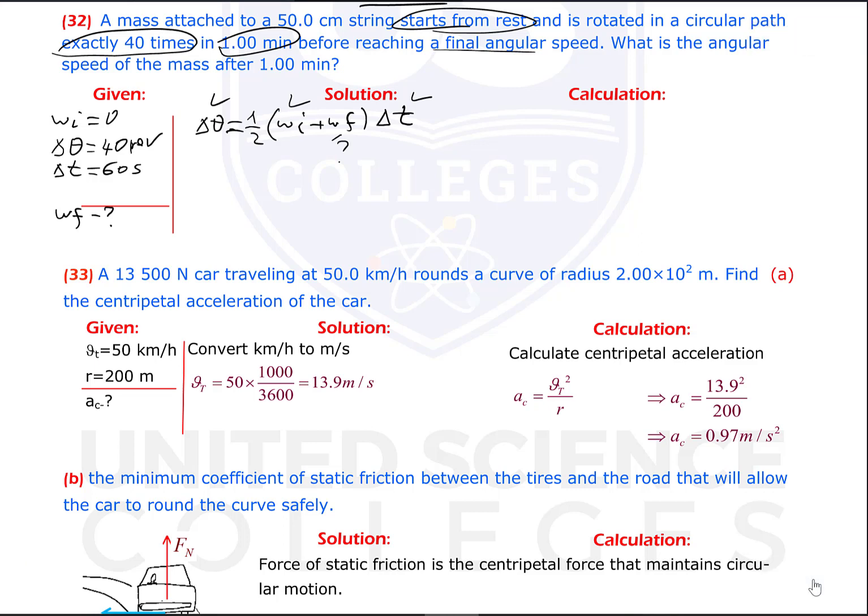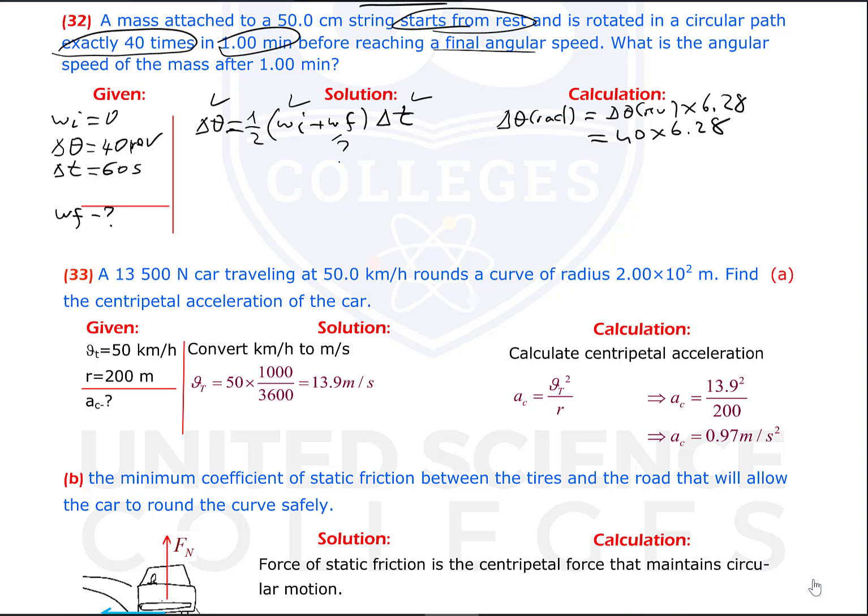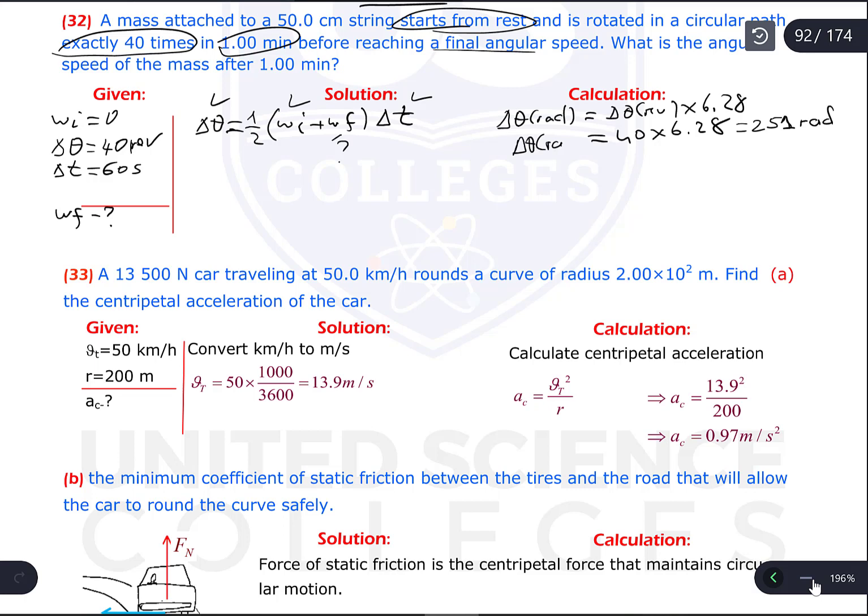First, we have to convert delta theta from revolution to radian. Delta theta in radian is equal to delta theta in revolutions multiplied by 6.28, which means 40 revolutions times 6.28. So delta theta is going to be 40 times 6.28. It's going to be 251 radian. So now we can use delta theta in radian in calculation.